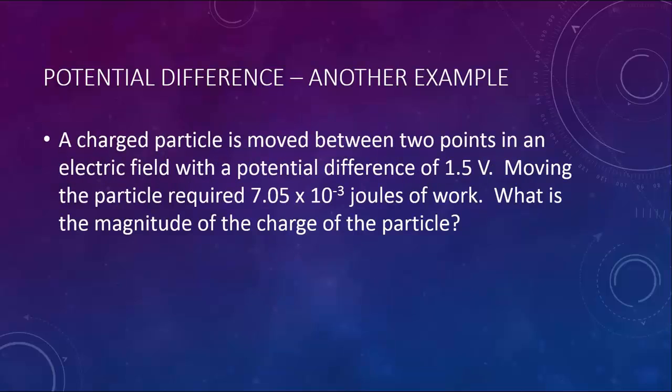A charged particle is moved between 2 points in an electric field with a potential difference of 1.5 volts. Moving the particle required 7.05 times 10 to the negative 3 joules of work. What is the magnitude of the charge of the particle?